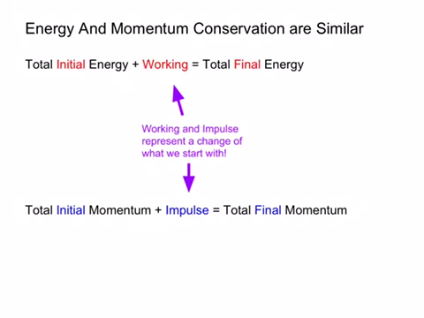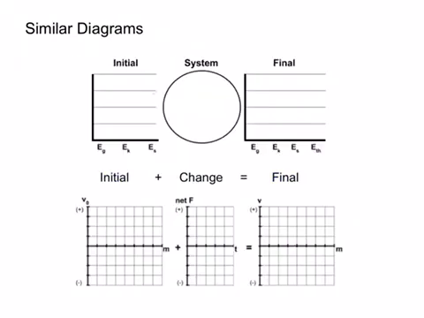In other words, working and impulse really are extremely similar, and they even have similar equations. Both working and impulse have an external force. Working is that force times delta x. For impulse, it's that force times the time that the force was being applied for. And finally, we see that the diagrams are similar as well.